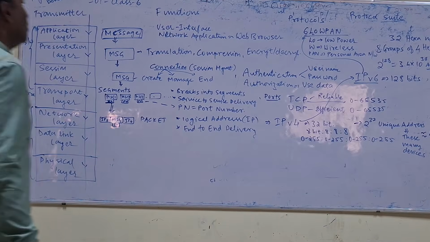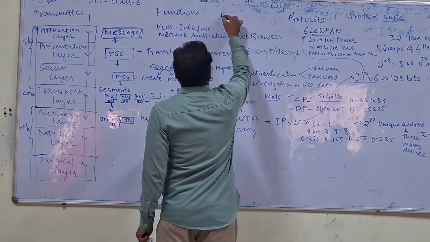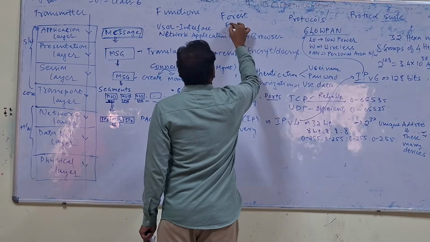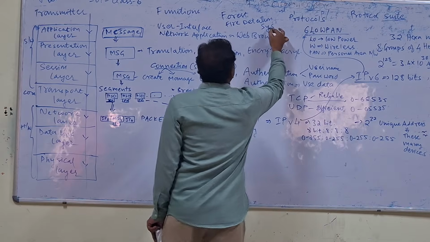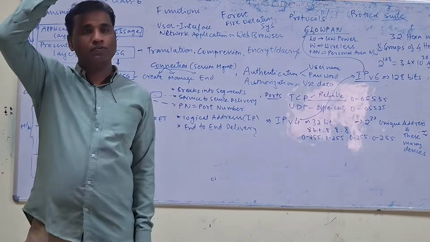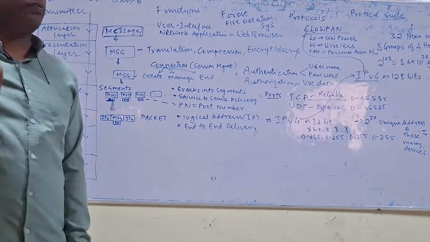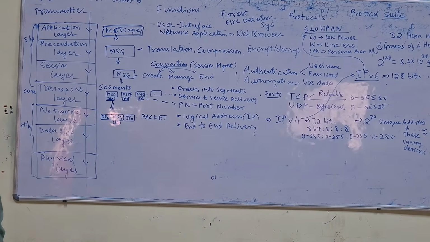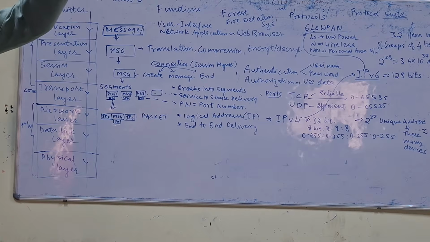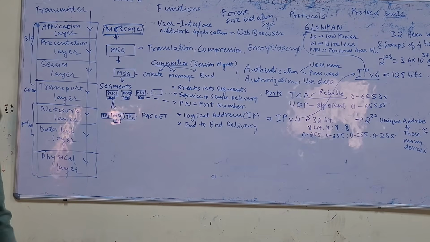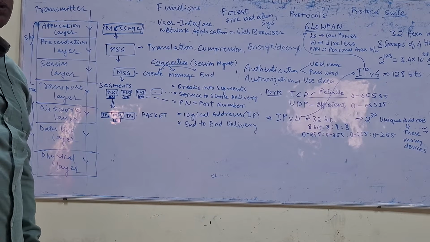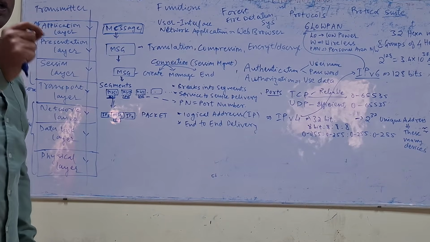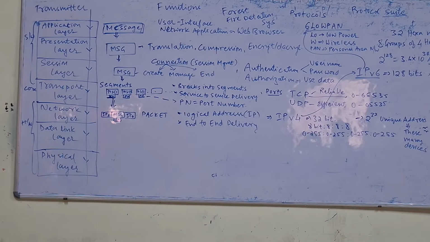See, for example, a forest fire detection system. Remote in the forest, I have to detect the fire. This forest is spread across 1,000 acres. To detect the fire in the forest, one sensor node is not enough.